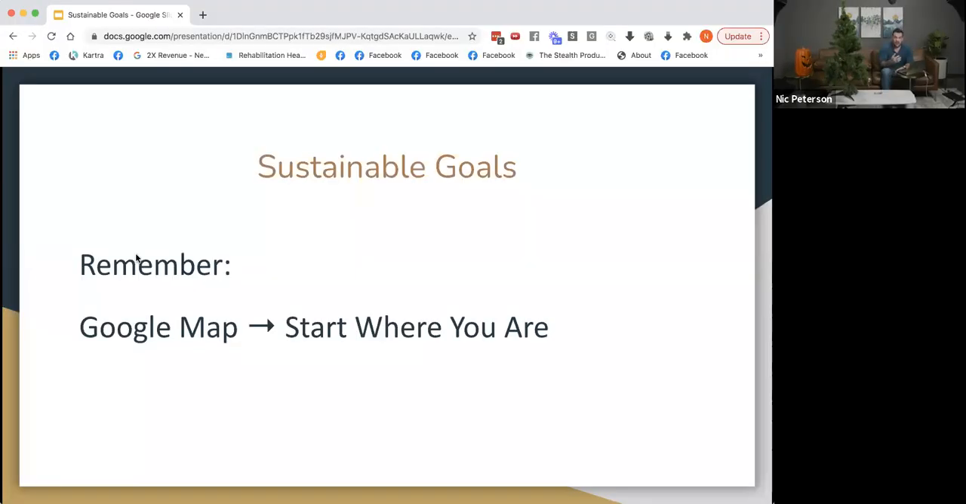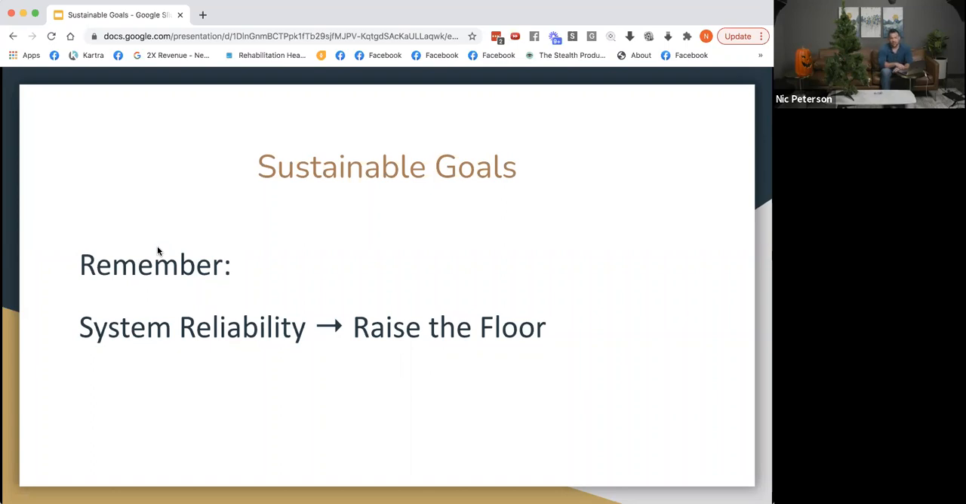We got to live in reality. If Google Maps tells us to start somewhere other than where we're at, we go, wow, this is useless, right? Any plan that starts you anywhere other than where you're at, we should look at the same way and go, wow, this is not useful to me. Okay, so we're going to start where we're at. Again, I break that down really heavily in NixMiss. In system reliability, we get the biggest gains by raising the floor.